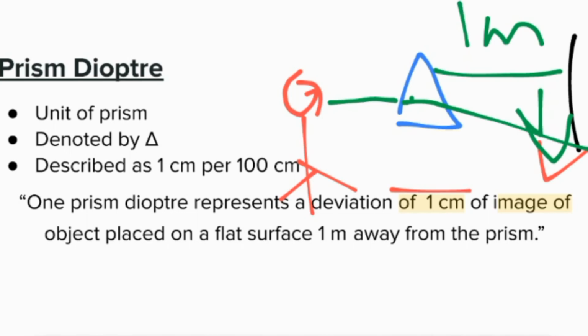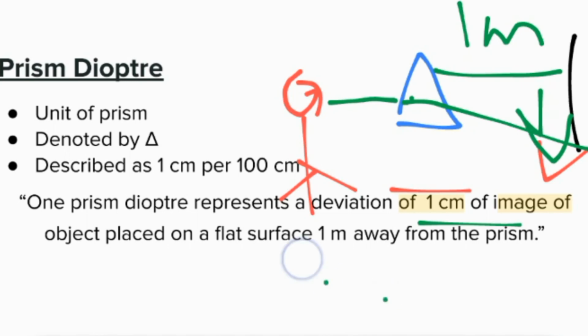So when a person observes anything through a prism, and the distance between the target, or the object of regard, is 1 meter, the person will see a deviated image, and that deviation will be up to 1 centimeter. The image will deviate from its original position and move 1 centimeter from that surface, right?